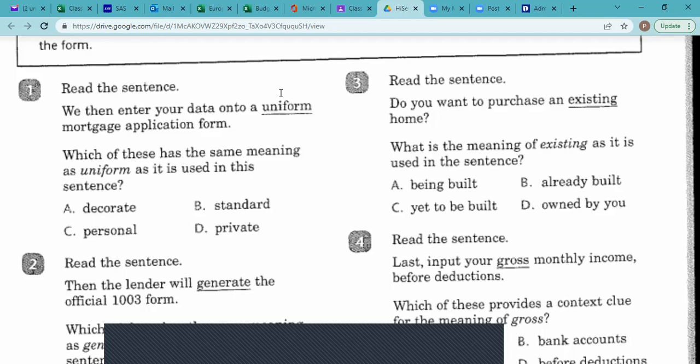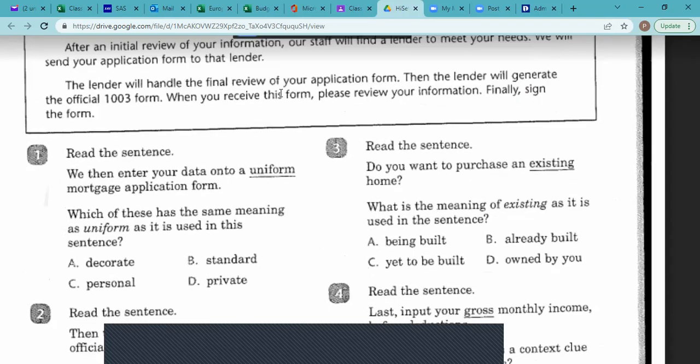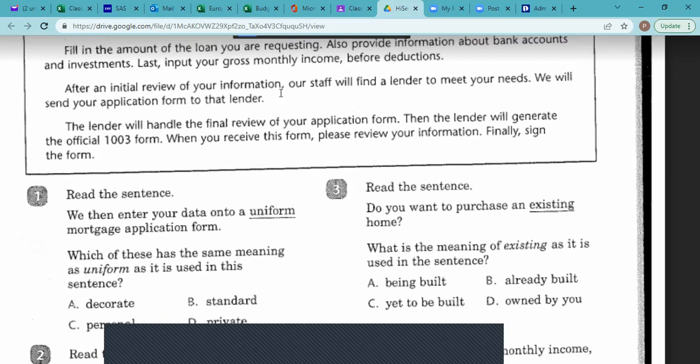So your answer to number one is going to be B. It's going to be a standard, okay? So we then enter your data onto a standard mortgage application form. So that does sound exactly right. And the meaning for uniform is standard, all right? And where it actually says up here, it actually does say the word standard.